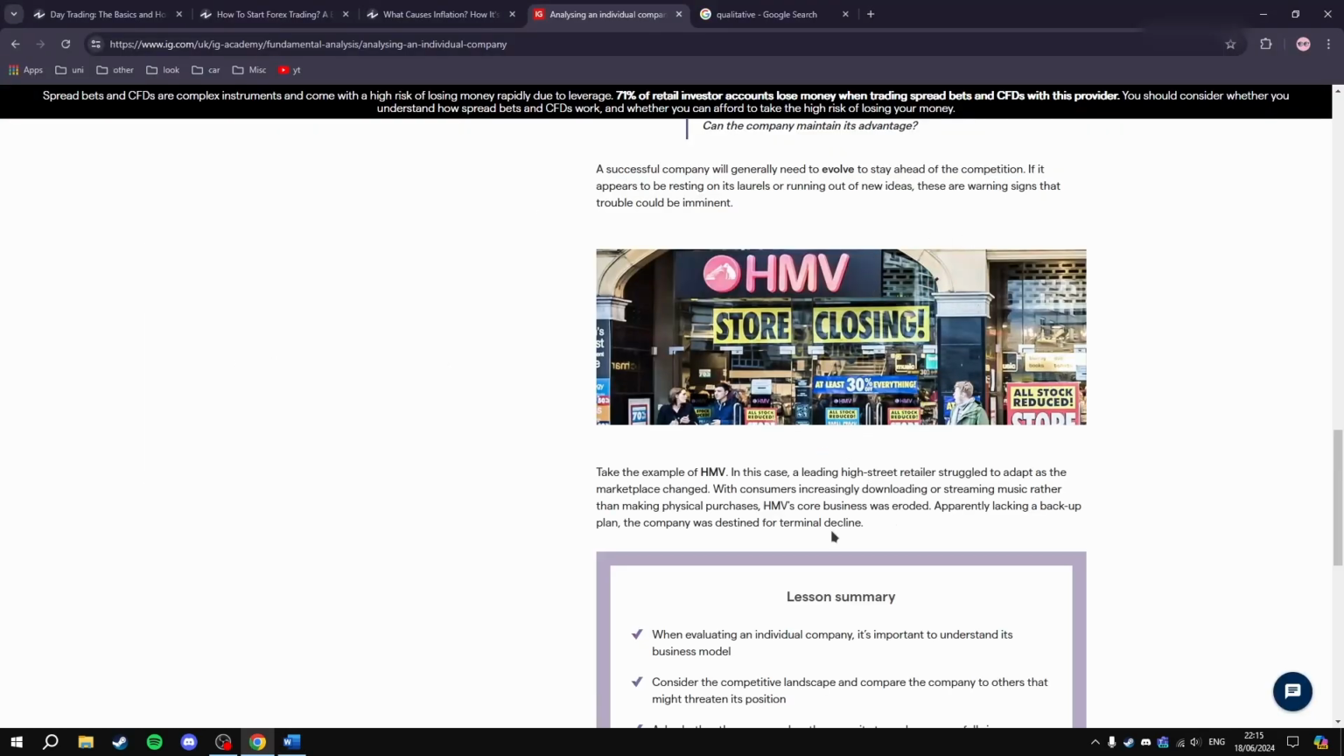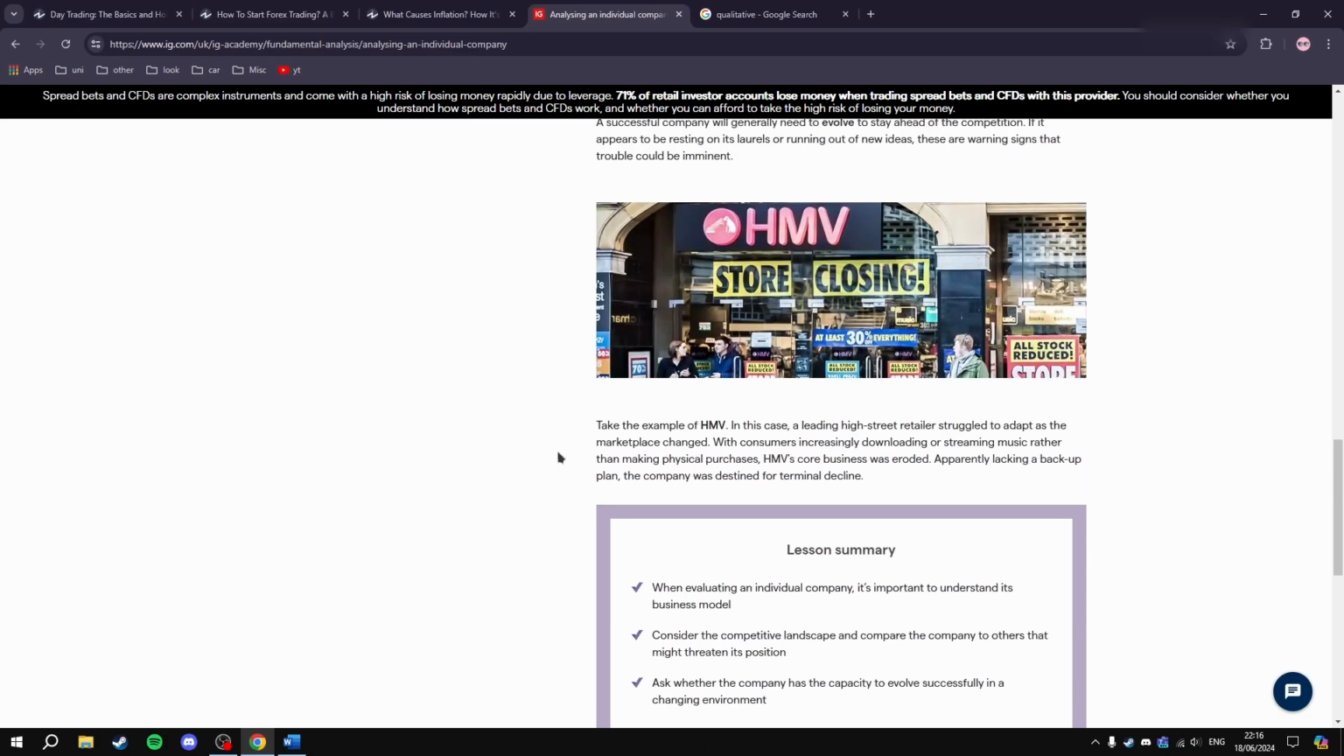Take the example of HMV. In this case, a leading high street retailer struggled to adapt as the marketplace changed, with consumers increasingly downloading or streaming music rather than making physical purchases. HMV's core business was eroded. Apparently lacking a backup plan, the company was destined for terminal decline.